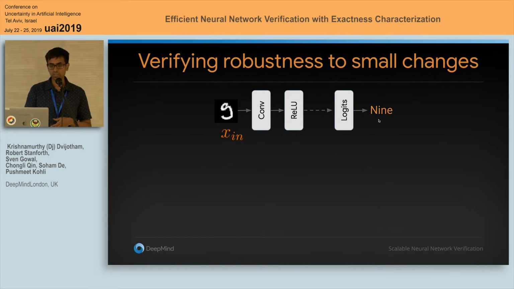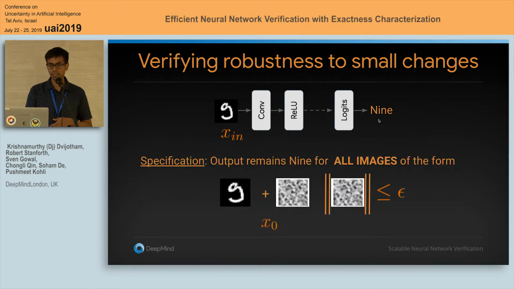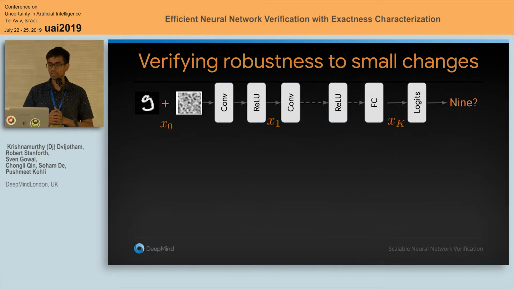And we're going to denote the input to the neural network as x_n. So it takes an image of a 9 and correctly classifies it as a 9, right? But guided by our specification, we're interested in trying to ensure that the output label remains a 9 for all images of the form 9 plus a small amount of noise, where the noise is bounded in some norm by some parameter epsilon that we think should control imperceptible changes to the input.